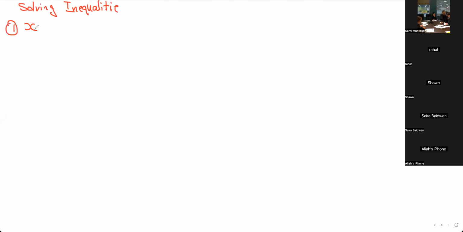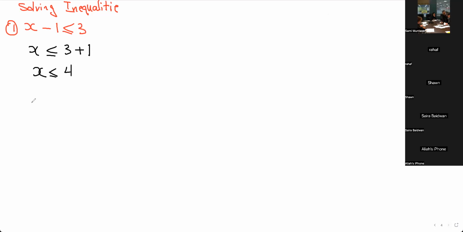So 1, if we have x minus 1 is less than or equal to 3. So what we do here, we go x is less than or equal to 3. I move the negative 1 to the other side of the inequality sign, it becomes plus 1. And therefore, x is less than or equal to 4.